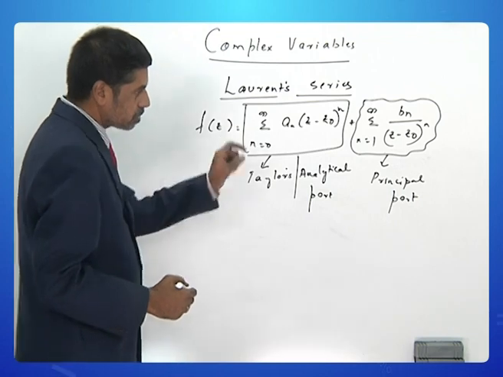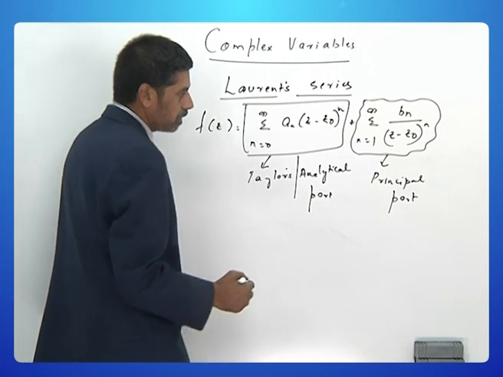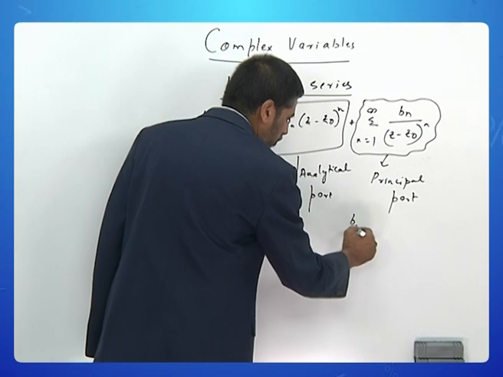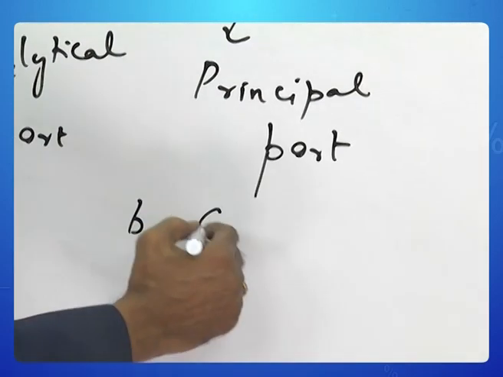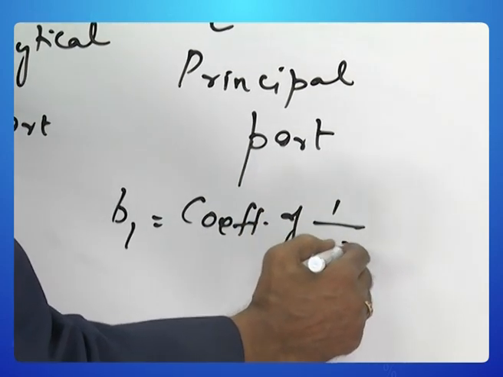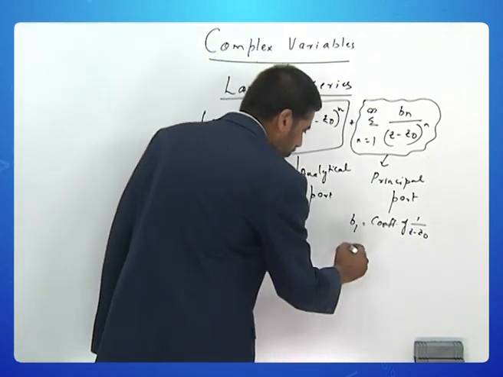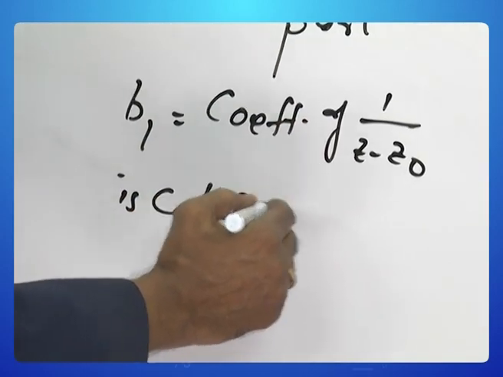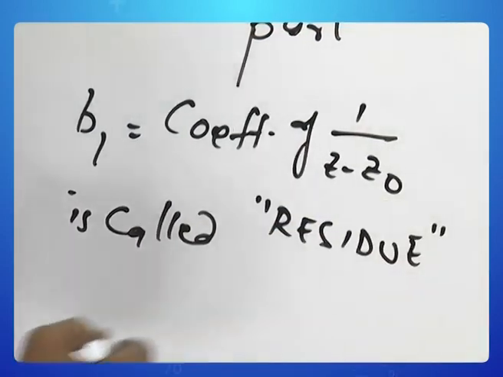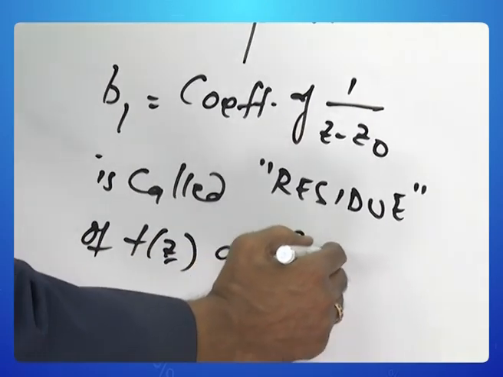In fact, it is the principal part which is highly used in contour integration, and particularly for n is equal to 1, the coefficient b1 is a coefficient of 1 by z minus z0 in the Laurent's expansion, and this is called the residue of f of z at z is equal to z0.